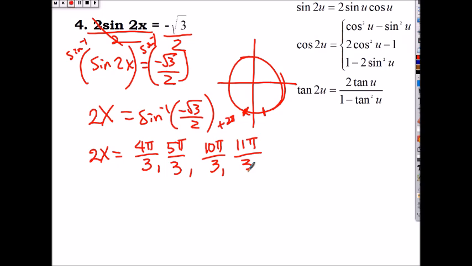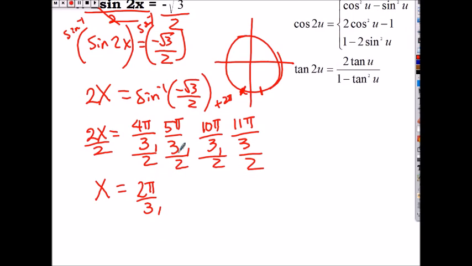So now what is your final step? We are not solving for 2x. We are looking for the x value. So we divide by 2, divide by 2, because it was equal to 2x. So I get now 4 pi divided by 2 is 2 pi over 3.